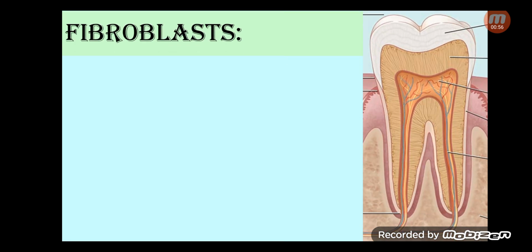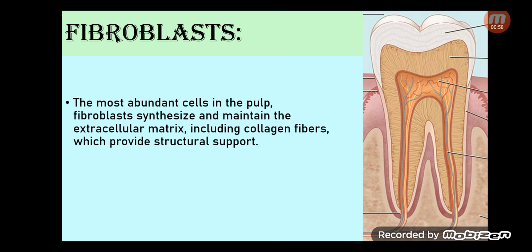The next cellular component of pulp is fibroblast, the most abundant cell in the pulp. Fibroblasts synthesize and maintain the extracellular matrix, including collagen fibers, which provide structural support to the pulp.